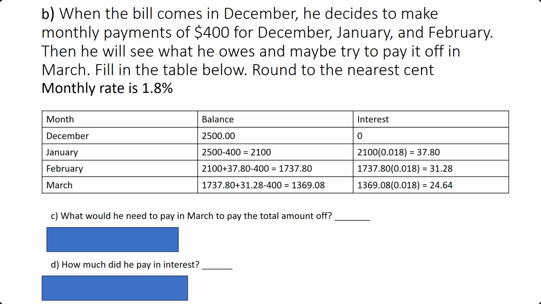So if he did want to pay it off in March, what would he need to pay? How do we find that? Add the balance and the interest together. You get 1393. Make sure you are showing your work, one, so that you go back and study it, and two, so I know what you were doing.